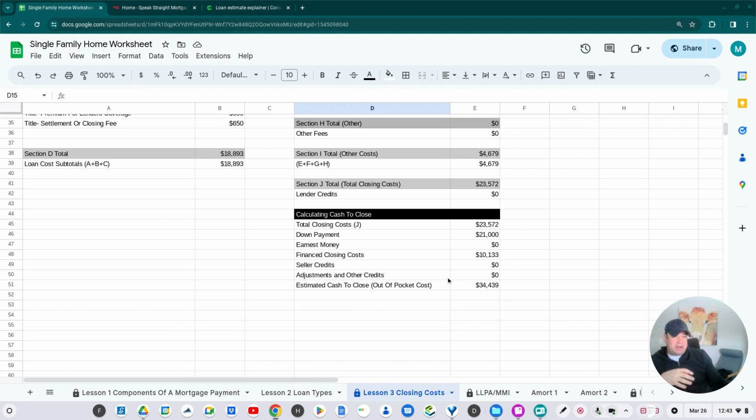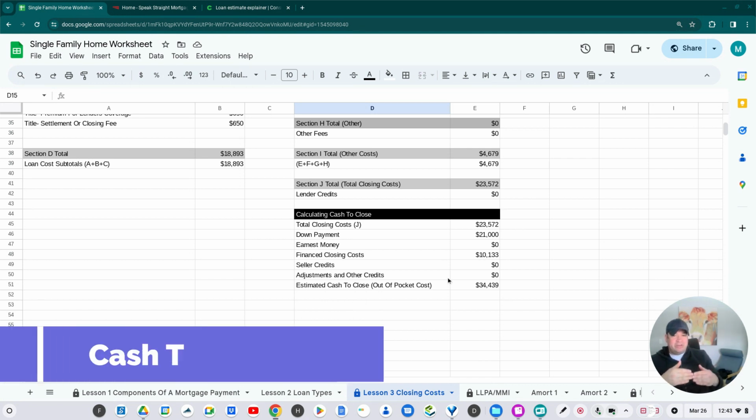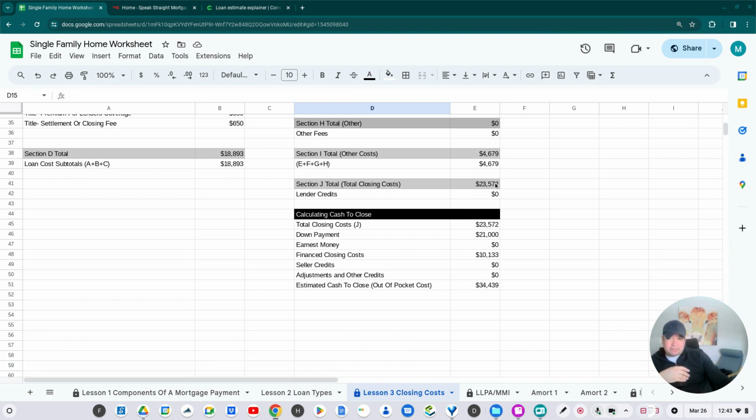Okay, now we're getting to how you calculate the cash to close. This is actually what you need out of pocket. So total closing costs we got from here. Down payment is the 3.5% down that we put down. Earnest money, we're not counting it. If you had any, it would be there. It would just subtract from the total cash to close.